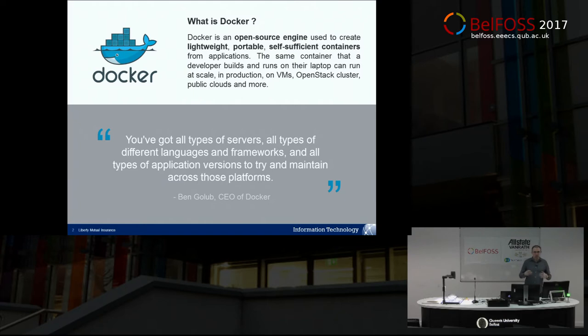So it's like Schrodinger's cat, if you think about it in reverse. The application goes inside the container, and it's not aware of where it's running. And this is to solve the problem, really. You've got all types of servers, all types of different languages and frameworks, different types of application versions, and trying to maintain all those is impossible. So that's why Docker came about.